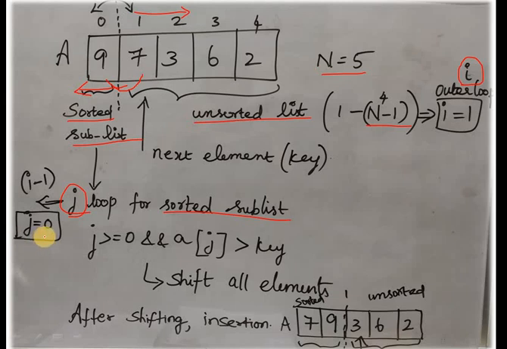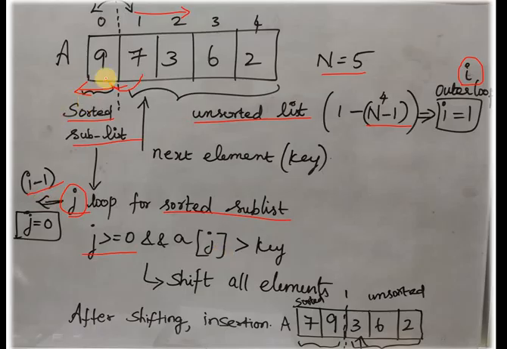So j starts from 0. If the j value is greater than or equal to 0, this is the first pass. What is the i value? The i value is 1. Then the j value becomes 0, since j is i minus 1, so we have to traverse in the backward manner. So j is 0, and j greater than or equal to 0 is true.